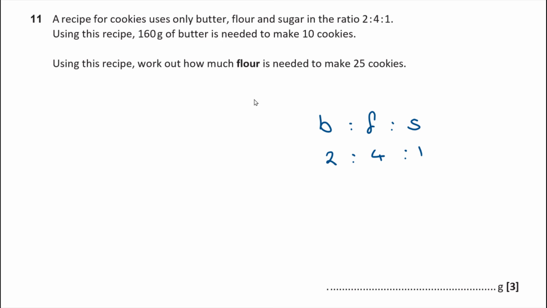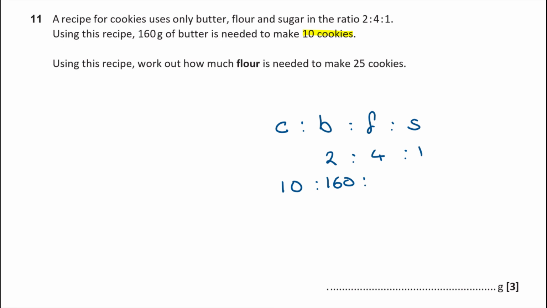Okay. Now I'm going to add another thing to my ratio, and that's the number of cookies, because I want to keep track of how many cookies I've got. Now I don't know how many cookies that first ratio, 2 to 4 to 1, is. But I do know that when I've got 10 cookies, I need 160 grams of butter. So if I make the number of cookies 10, then the butter I need is 160 grams. Okay, so if for 10 cookies I need 160 grams, how much flour and sugar do I need for those?